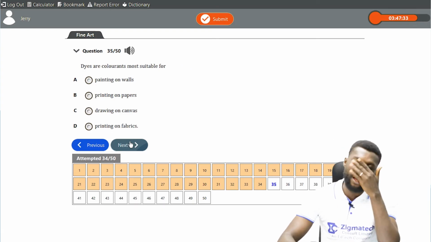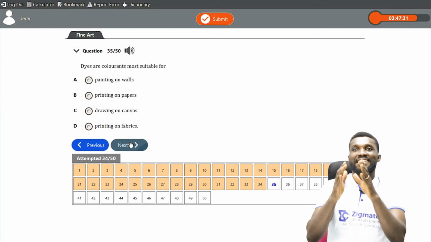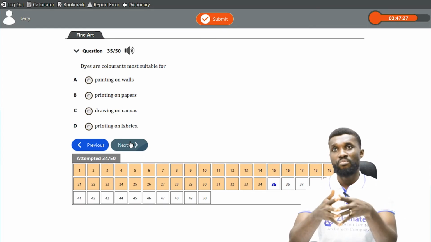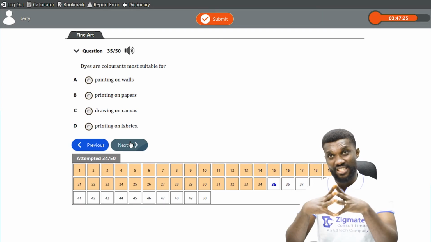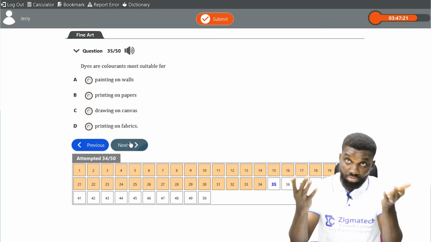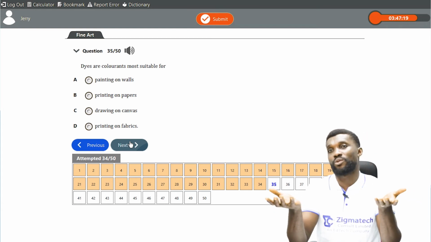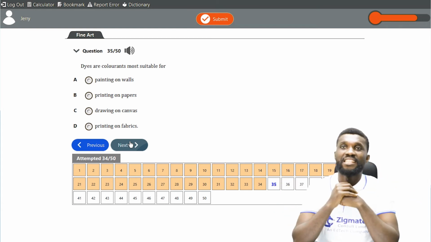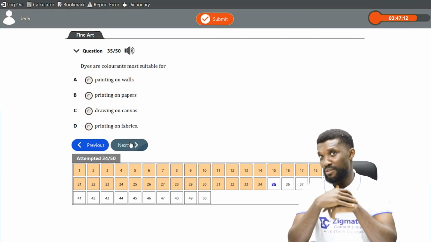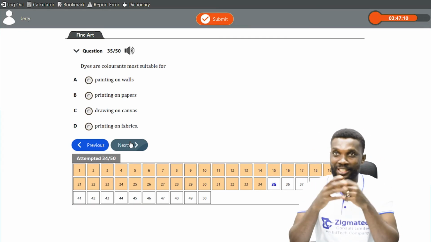Question number 35. All right, dyes are colorants most suitable for dash. Dyes are colorants most suitable for dash. This is a cheap question. I want to believe each and every one of us should answer in the speed of light. Now, is it for painting on the wall? Do you use dye to paint on the wall? It's as if I'm hearing you say no.